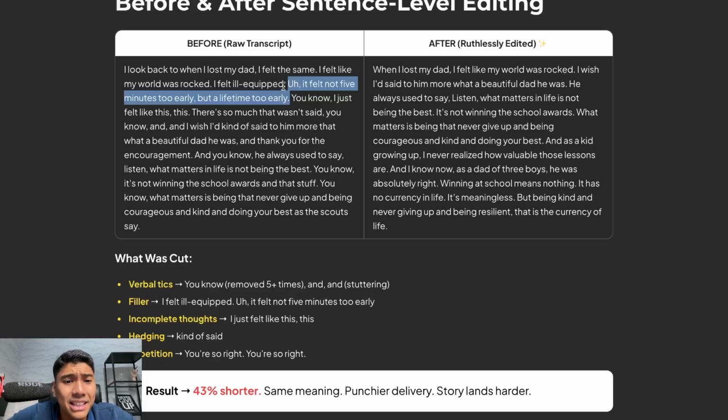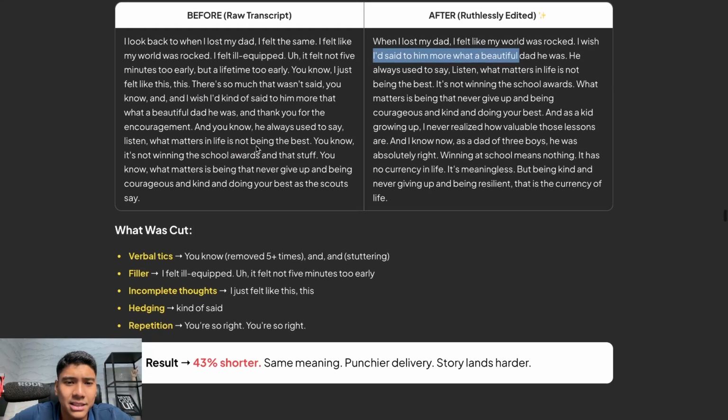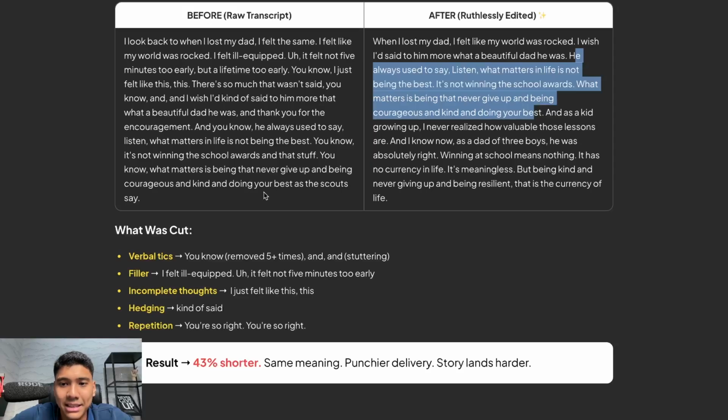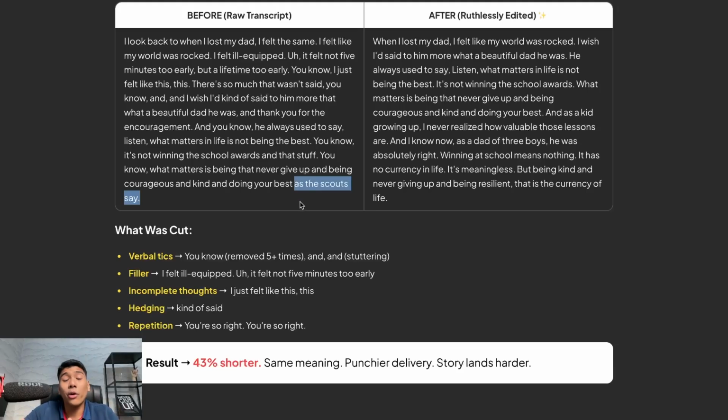Okay, I just felt like this is redundant. And then basically what he wanted to say is, "I wish I said to him what a beautiful dad he was," right? And that's where I cut it. And then he said, "and thank you for the encouragement." Obviously, that's not really that important. And then go straight into the lesson. "He always used to say, listen, what matters in life, blah, blah, blah... and doing your best, as the scouts say." Look at this, "and doing your best," and then it says "as the scouts say." This is not important to the context of the short form video. So I cut it out, right?